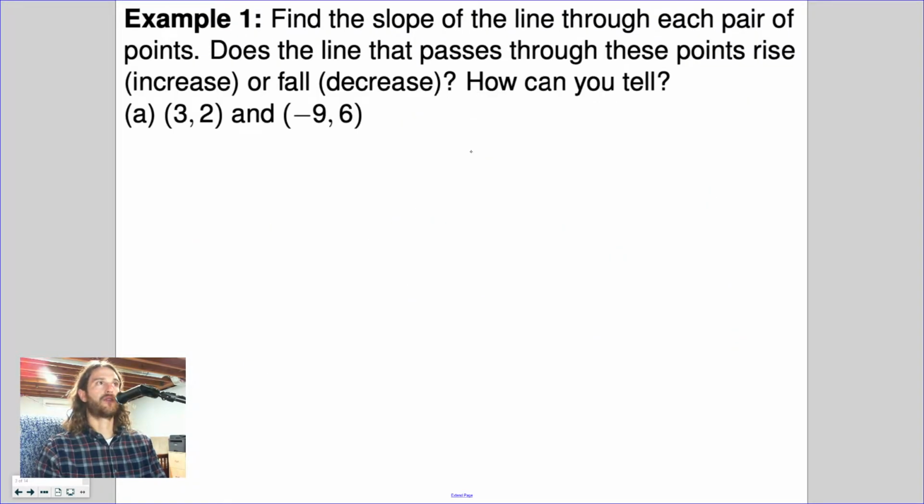Find the slope of the line through each pair of points. Does the line that passes through these points rise or fall? How can you tell? Now, just looking at this, I always try to picture what my answer is supposed to be before I am all done here. So let me draw this graph out. Where is 3, 2? Let's go over 3 and up 2. It's somewhere right there. And negative 9, 6 is higher than 2, so I'm going to go way over here and up a little bit. I can tell that the line that connects these two is going to have a negative slope.